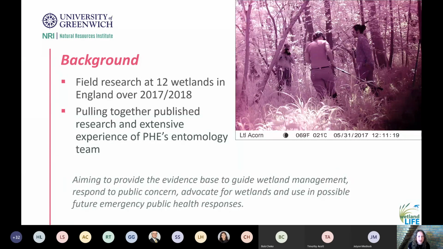As Jolyon said, we're aiming for this book to really provide the evidence base for wetland management so that people with responsibilities for wetlands can think about how they might respond to public inquiries or concerns, that they have the information at their fingertips in a preemptive way, rather than waiting for any particular concern to be raised and then being on the back foot without that information.